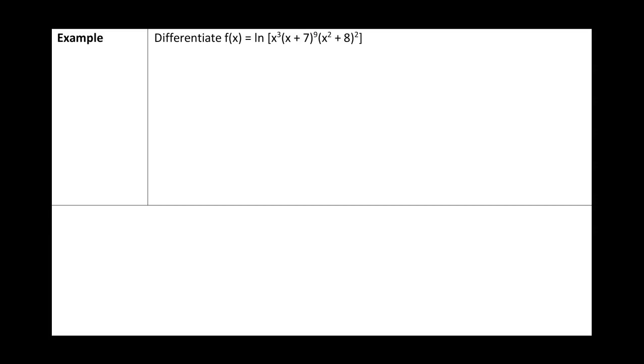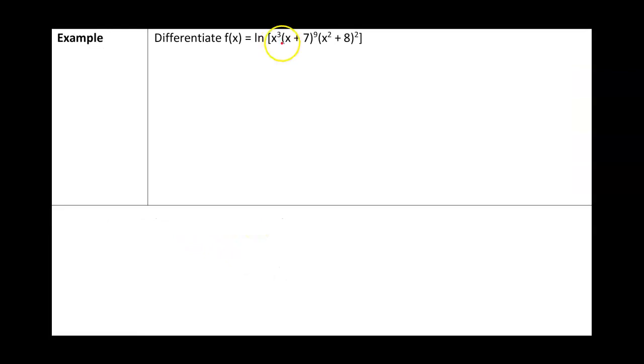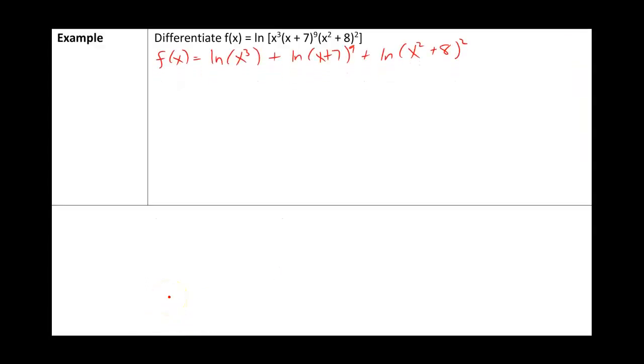So when we have a complicated term like this, it's often easier to use the property of natural log, where natural log of ab equals natural log of a plus natural log of b. So what we're going to do is write this as a sum of three different logs. First, f of x equals natural log of x cubed plus the natural log of x plus 7 to the 9th plus the natural log of x squared plus 8 to the second power. Now, according to this third property of logarithms, if you have natural log of x to the a, the a comes to the front. So for natural log of x cubed, the 3 comes to the front, the 9 comes to the front, and the 2 comes to the front.